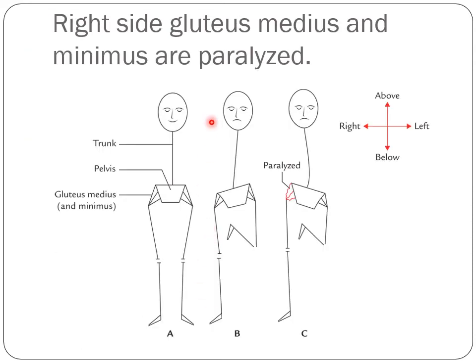You see this diagram, on the right side the gluteus medius and minimus are paralyzed. This is the paralyzed side, so there is a tilting of the pelvis. So trunk and pelvis, this one is normal. It is represented as a normal gluteus medius and minimus. This one is upright during the walking position. When it is paralyzed, it does not go upward but downward. So this is the paralyzed side of the gluteus medius and minimus on the right side.